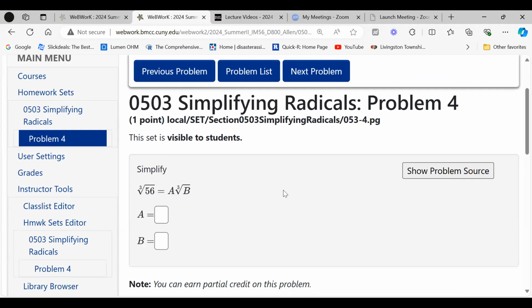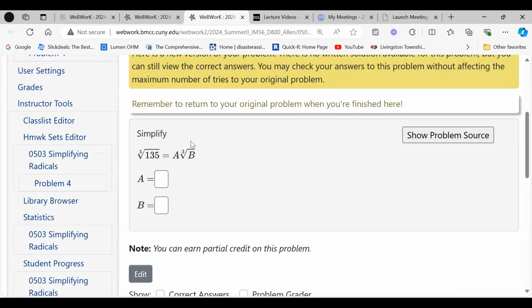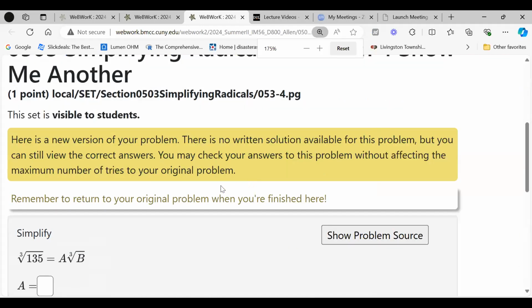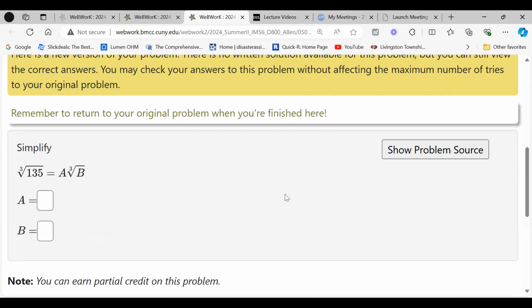And yeah, you guys want to try this one. So another, this one is a cube root. So you want to figure out the a and then the b, both numbers.